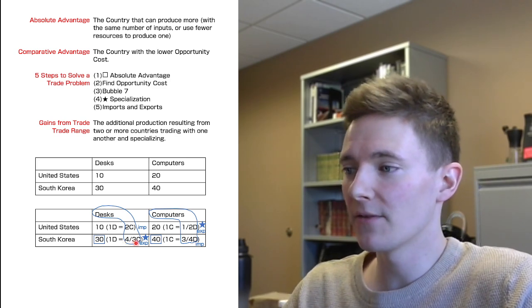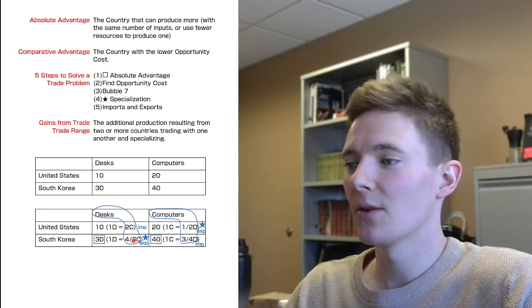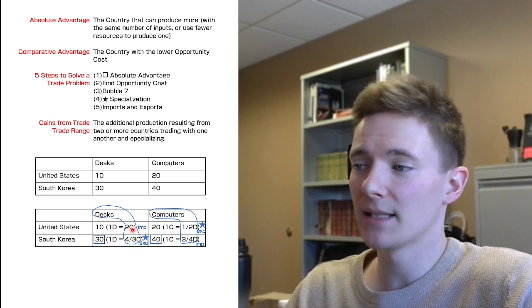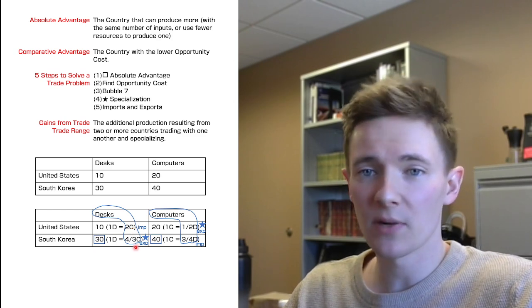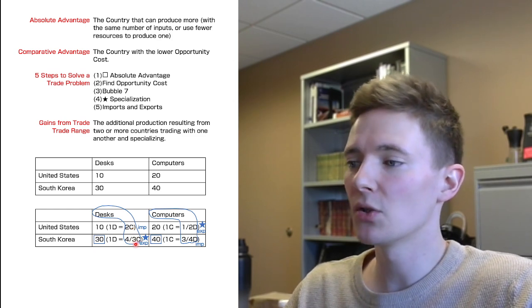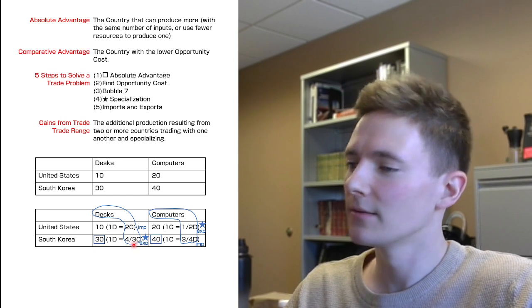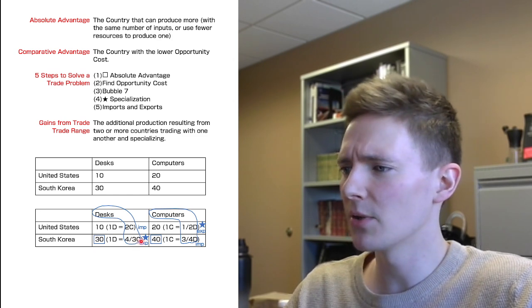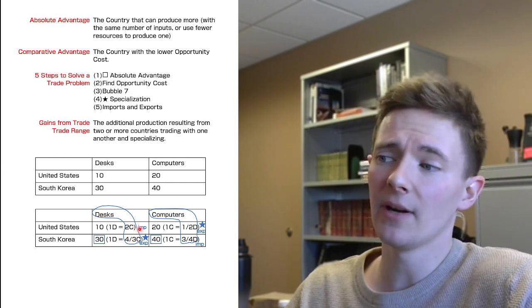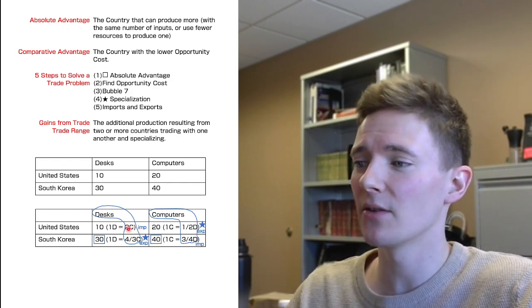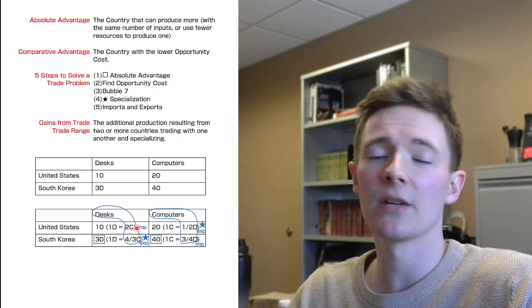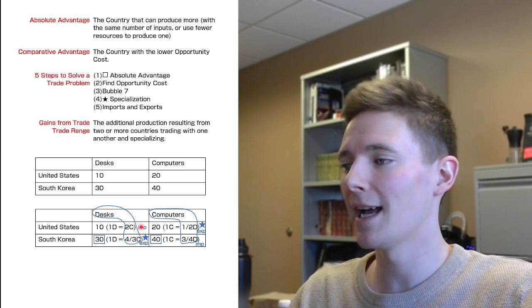It costs them 4/3 of a computer to make a desk. So if they can get 3 computers from the United States and sell them 1 desk, they're quite profitable. They're profiting 1 and 3/4 of a computer. Okay, now if you're the United States, though, you're not going to make that trade because you can make it yourself for 2 computers. So that's a bad trade for the US, so the trade would not happen.